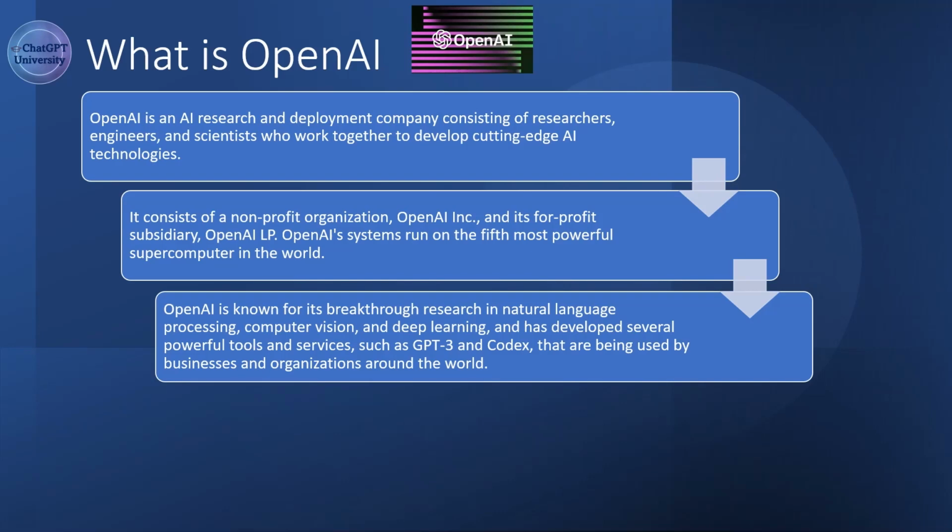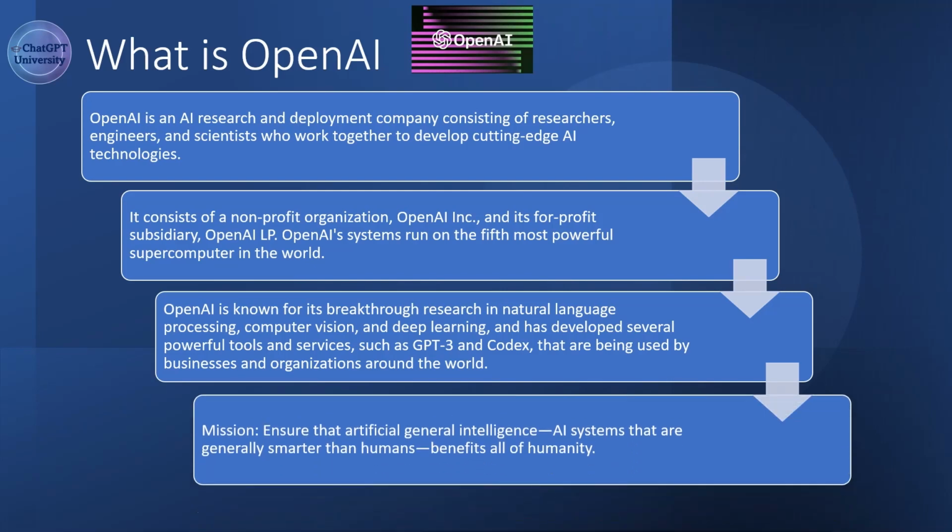OpenAI is known for its breakthrough research in natural language processing, computer vision, and deep learning, and has developed several powerful tools and services such as GPT-3, GPT-4, and Codex that are being used by businesses and organizations around the world. It's important to note the mission of OpenAI, and that is to ensure that artificial general intelligence, AI systems that are generally smarter than humans, benefits all of humanity.